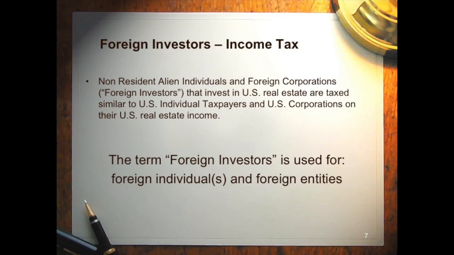Let's first define what we're talking about when we talk about foreign investors. Non-resident alien individuals and foreign corporations. Both are considered to be foreign investors. They invest in U.S. real estate and are taxed similar to U.S. individuals and U.S. corporations on their U.S. real estate income. At the same time, they are also taxed slightly differently and do have advantages to some extent over United States taxpayers. The term foreign individual investors here is used for foreign individuals and foreign entities, trusts, partnerships, corporations, any way that people can figure out how to get into the United States and invest.